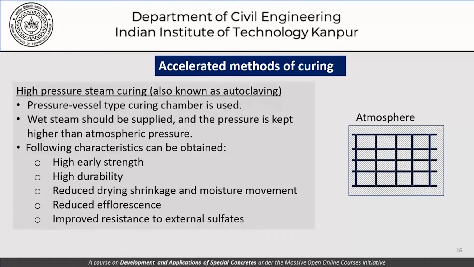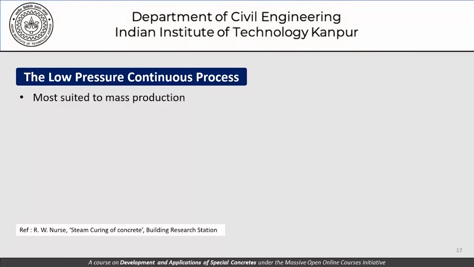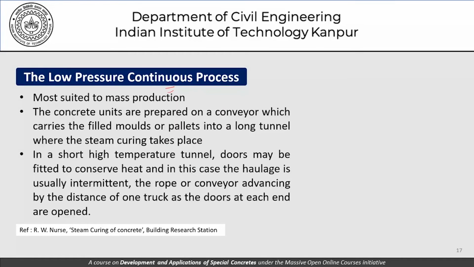And now coming to the low pressure continuous process. It is continuous because it's not a batch process like we talked about in the case of an autoclave. It's most suited for mass production, and the concrete units are prepared on a conveyor which carries the filled molds or pallets into a long tunnel where the steam curing takes place.